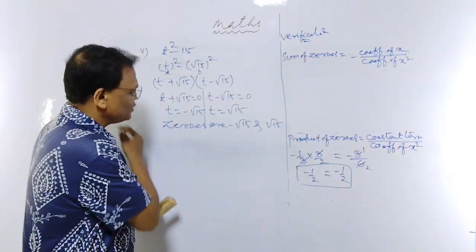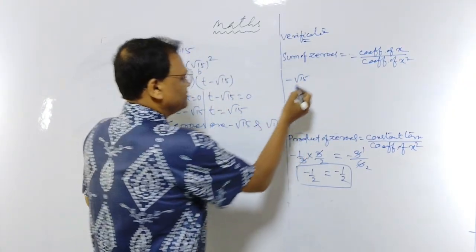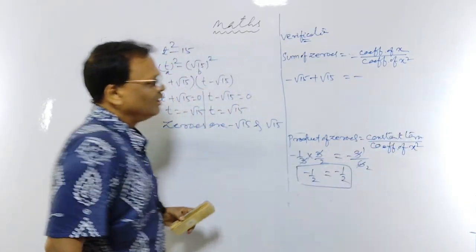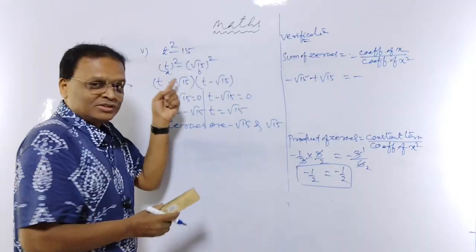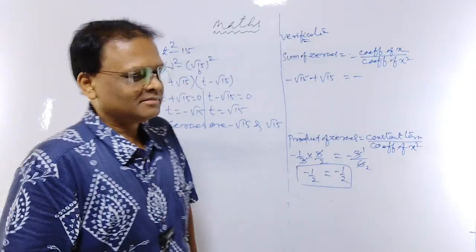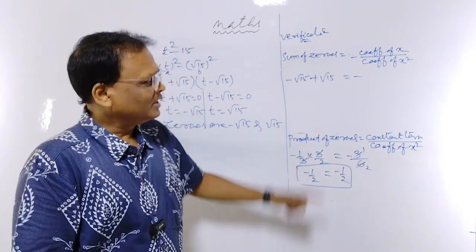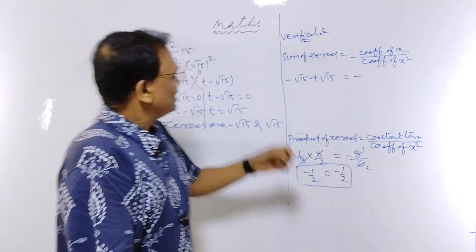What are my two zeros? My two zeros are minus root 15 plus root 15, and this side minus of coefficient of x. But remember here, the question is in terms of t. So definitely my formula will be in terms of t only.